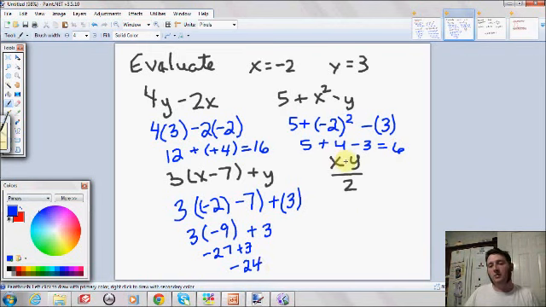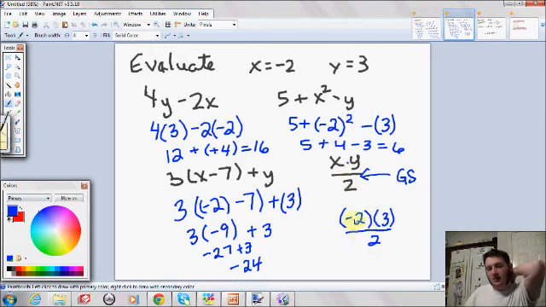Okay, understood multiplication here. X times y over 2. The fraction bar here is acting as a grouping symbol, so you would have to do this multiplication first. So this would be -2 times 3 over 2. Remember, there is an understood multiplication right here, just like there was there.